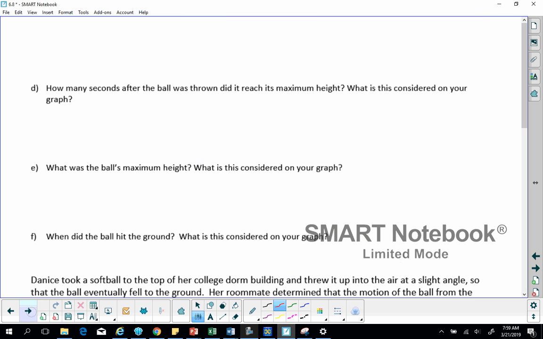Then we go to the next part, and it says, how many seconds after the ball was thrown did it reach its max height? So they're asking for the seconds it reached its max height. What would they indicate there?